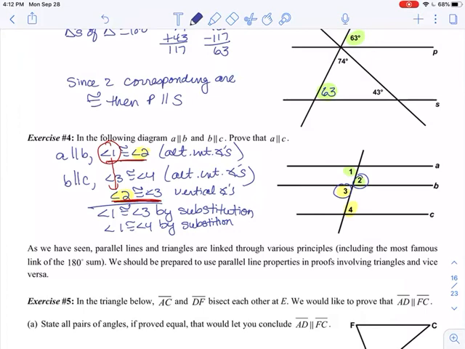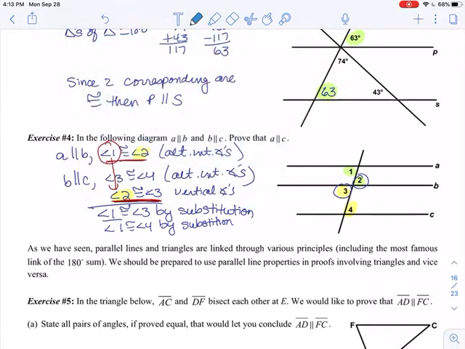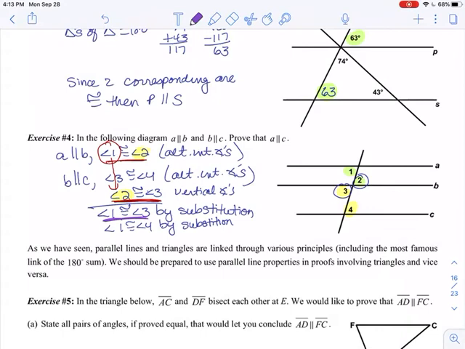Where is that substitution? So 1 is congruent to 4 because now I have 1 congruent to 3 right here. Let me get another color, the purple. 1 is congruent to 3 right here. Okay, and 3 is congruent to 4. I can say that 1 is congruent to 4 by substitution.